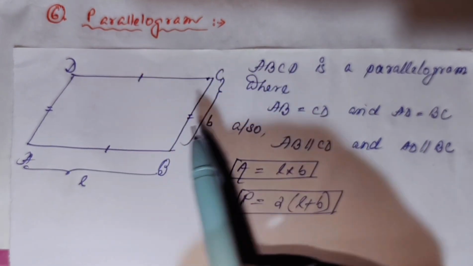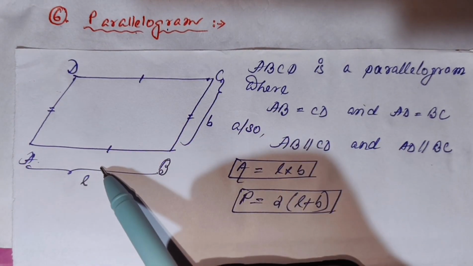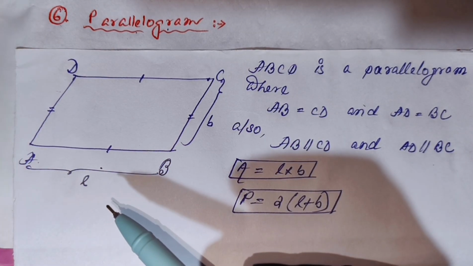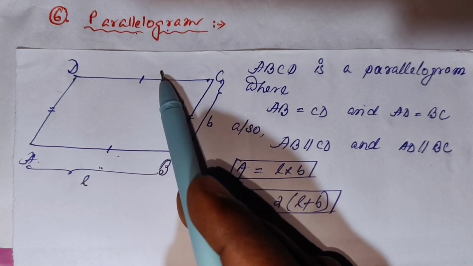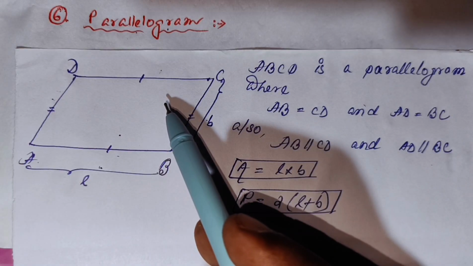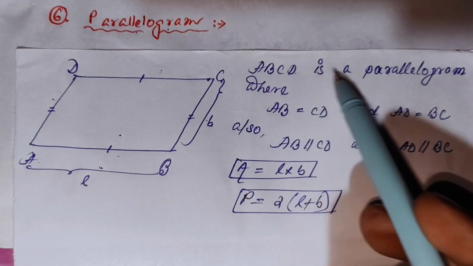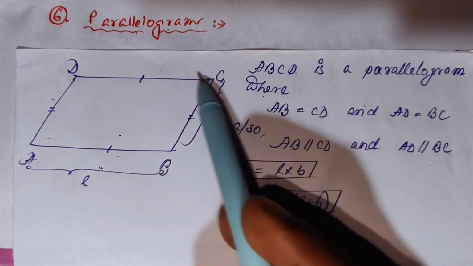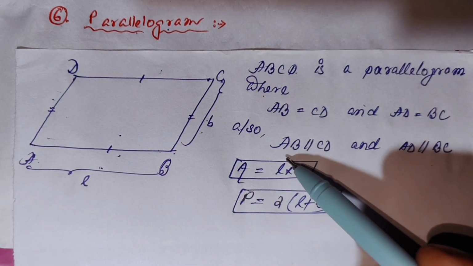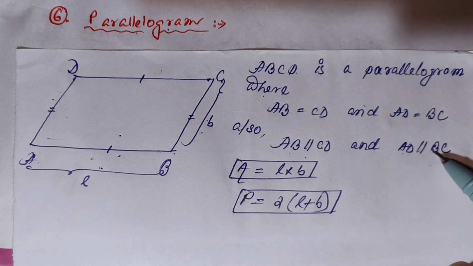My dear student, sixth, parallelogram. Figure ABCD is a parallelogram. What is parallelogram? A quadrilateral whose opposite sides are equal and parallel. This quadrilateral is called parallelogram. Here ABCD is a parallelogram where AB equal to CD and AD equal to BC. Opposite sides are equal and parallel. Also AB parallel DC. In short, we can write AB parallel CD and AD parallel BC.